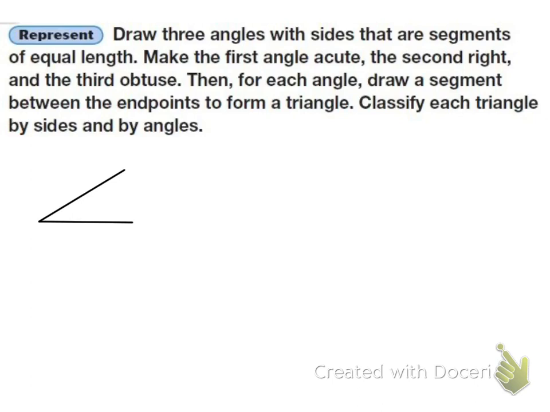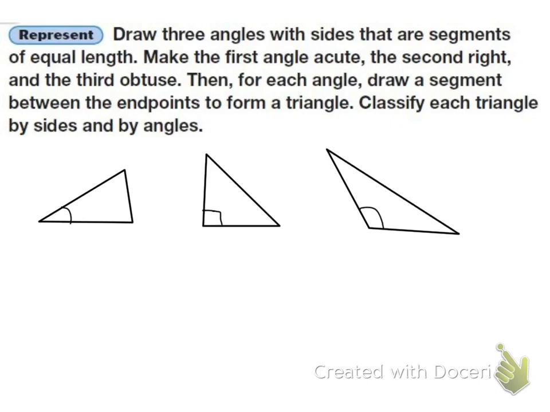Okay, the second one, that's my acute angle. The next one is a right angle. So it looks like this. And the last one is an obtuse angle. So something like that. Okay. Then it says to connect the lines. So we connect all of these lines. And the last part says classify the triangle by the sides and angles.